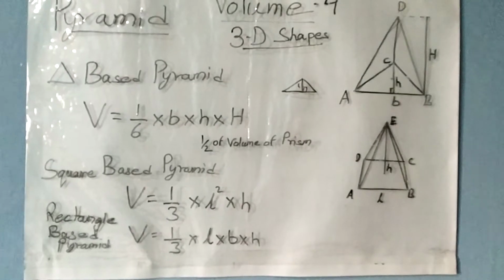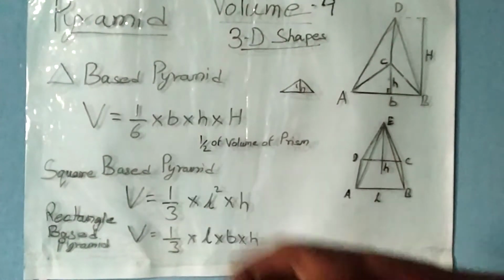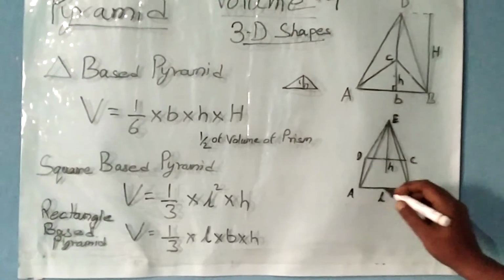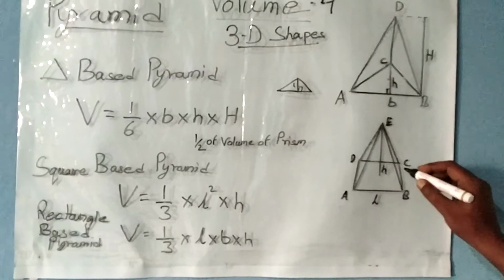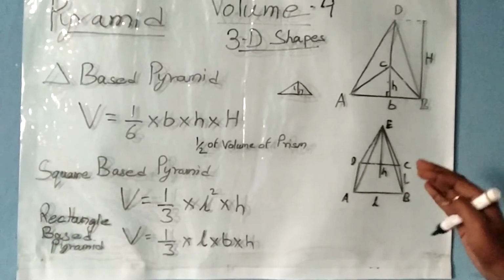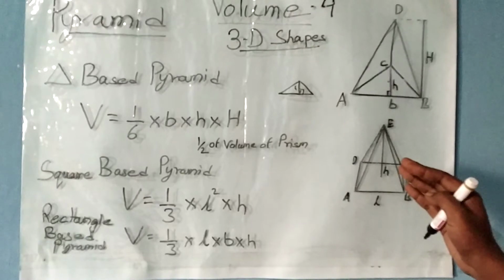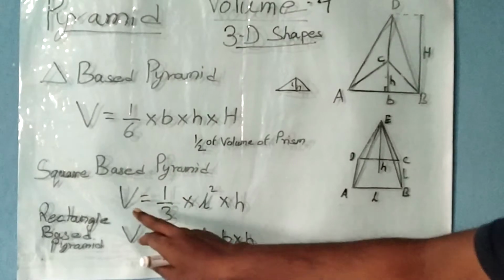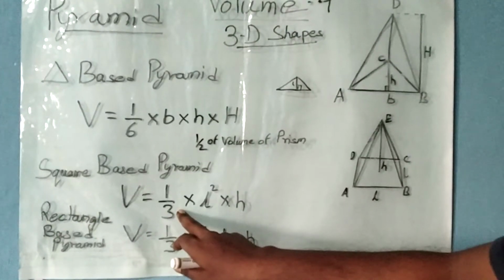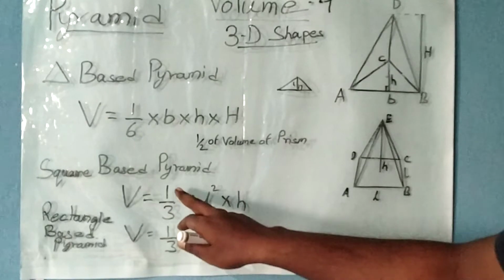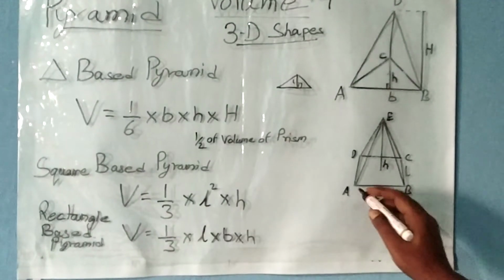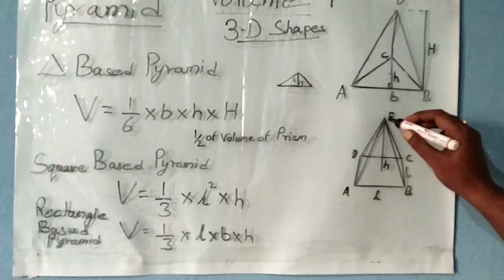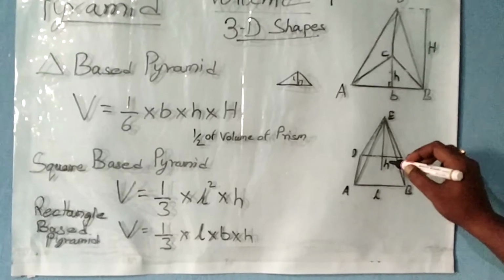Let's come to the second one, that is the square based pyramid. This I have drawn, a square based pyramid. Suppose the base is a square, that is this side is L, then this side will also be L. In this case, if you want to find the volume of the pyramid, then the formula will be V equals 1/3 into L square. L square means this L into this L, and H. This H is the height of the pyramid. Got it?